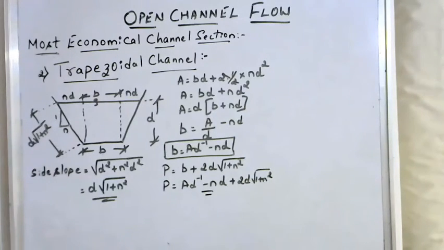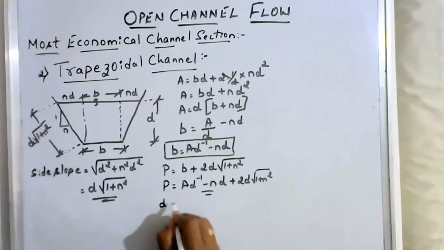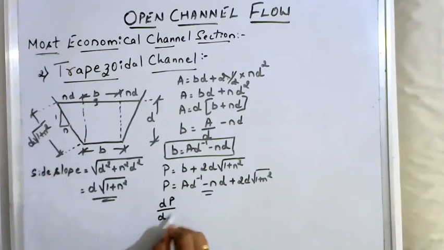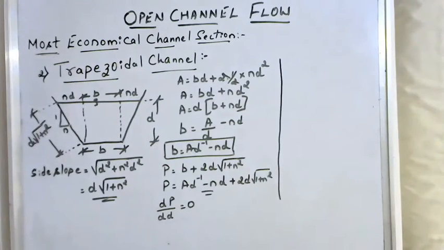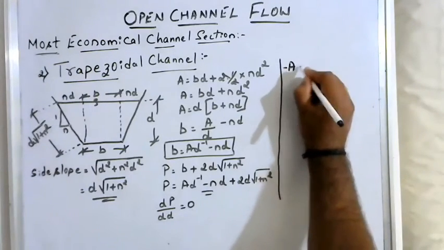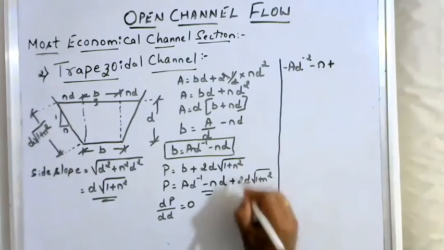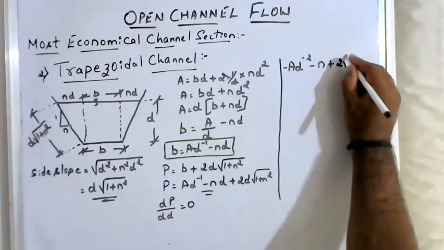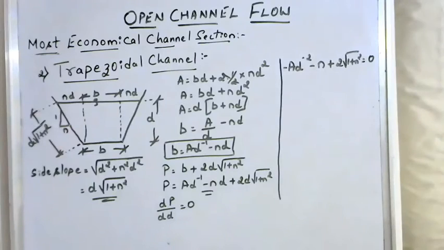In order to get the most economical trapezoidal section, this value of wetted perimeter should be minimum. Therefore, I'll differentiate this wetted perimeter with respect to the depth and equate it to 0 so that this P value becomes minimum. Let me write the differentiation. Differentiating, A d power minus 1 gives minus A d power minus 2, minus n, plus 2 root of 1 plus n square, is equal to 0.